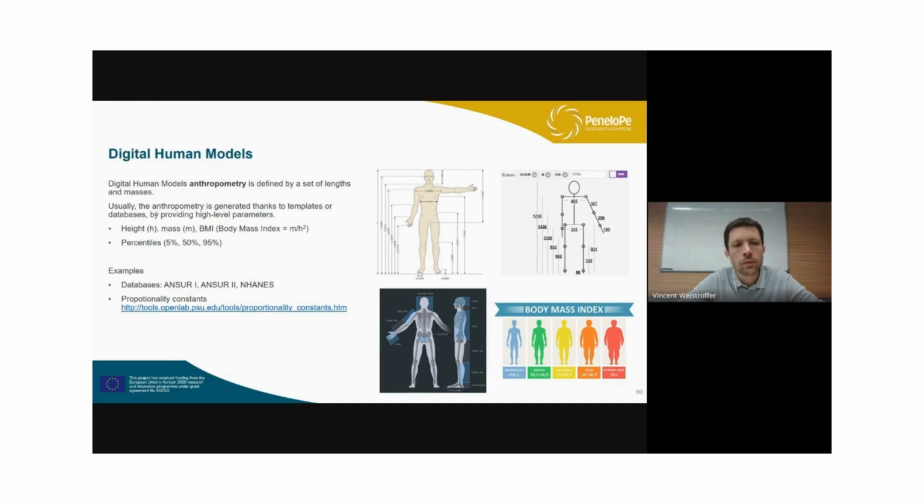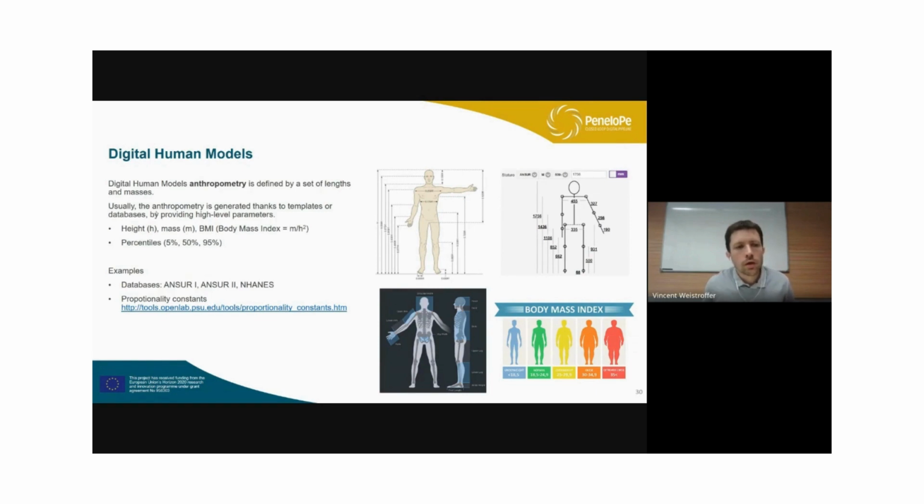And here are some examples of the databases that are commonly used. You have Answer1, Answer2, Nance. These databases come from American surveys in the US Army. So they give you average data of plenty of people that have been measured. And this data can give you average length of bones, average mass of bones also.